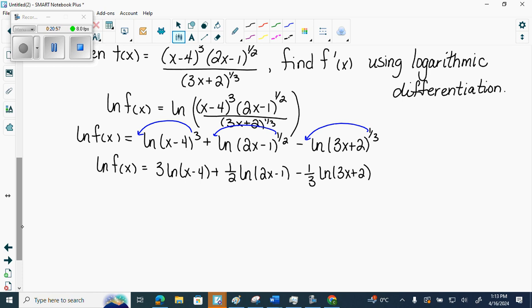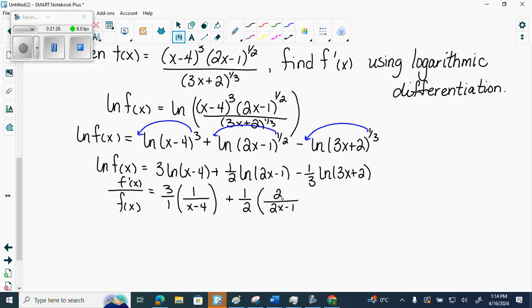So, the derivative of ln f of x: what's beside goes in the bottom, the derivative of it goes in the numerator, because that's what you do with lns. You technically have a ln e in the base, but we don't keep it. Then I have 3 over x minus 4, and the derivative of it, which is 1, goes in the numerator. Plus 1/2, 2x minus 1 goes in the denominator, and the derivative of 2x minus 1, which is 2, goes in the numerator. Minus 1/3, 3x plus 2 goes in the denominator, and the derivative of 3x plus 2 goes in the numerator.